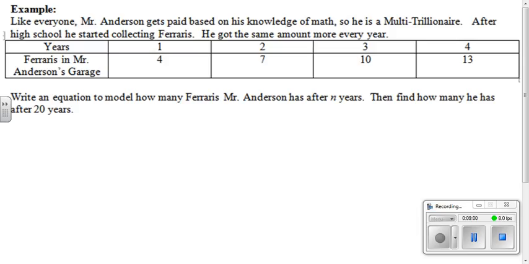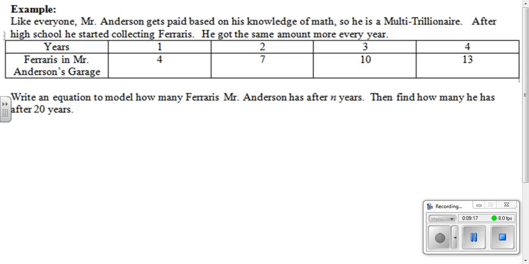So let's see an example. Just like everyone on planet Earth, Mr. Anderson gets paid based on how much math he knows. So obviously he's a multi-trillionaire. After high school, he started collecting Ferraris. He got the same amount more every year.